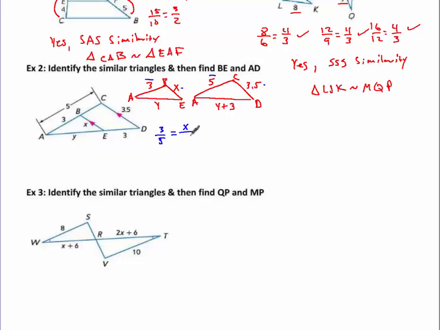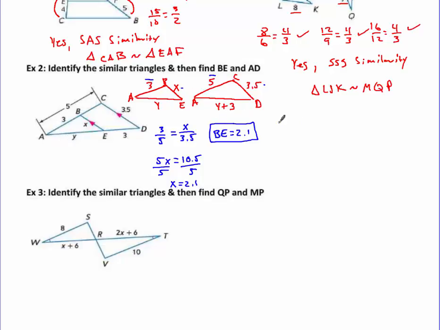So X over 3.5. I'm going to cross multiply and get 5X equals 10.5. Divide both sides by 5. And I get X equals 2.1. Okay, well that is BE that I needed to find, so BE is 2.1. But now I still need to find AD, so I need to know what Y is.